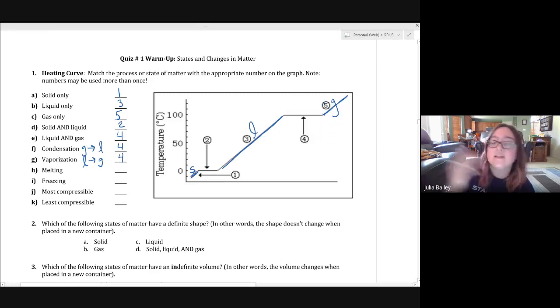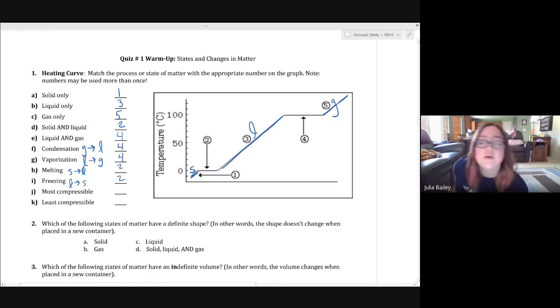Melting and freezing, again, these are vocabulary terms that you need to know. Melting is when a solid changes to a liquid, and freezing is when a liquid changes to a solid, more of my lowercase cursive L's. And if you know where your solid and your liquid are on the chart, then you know that the place where changes between those happen is going to be right in the middle at number 2.